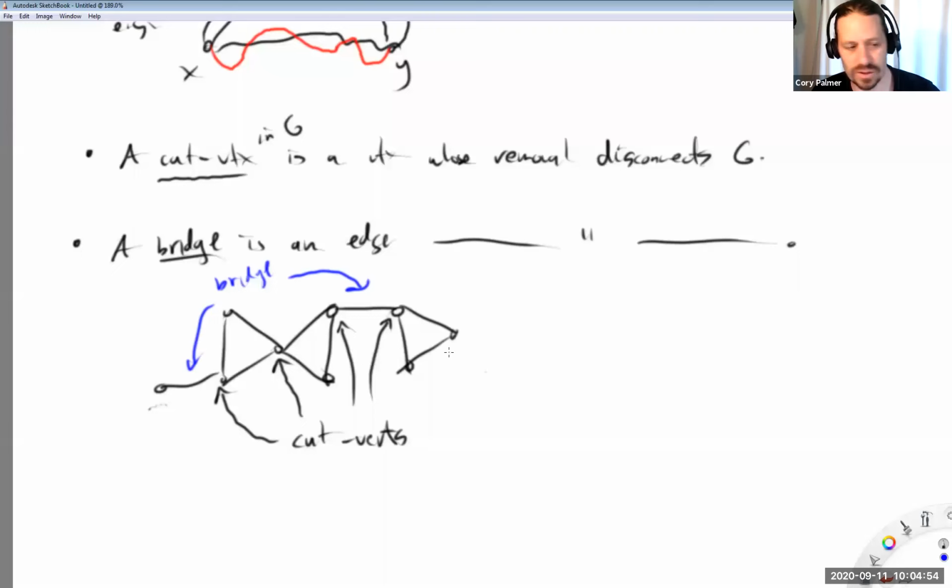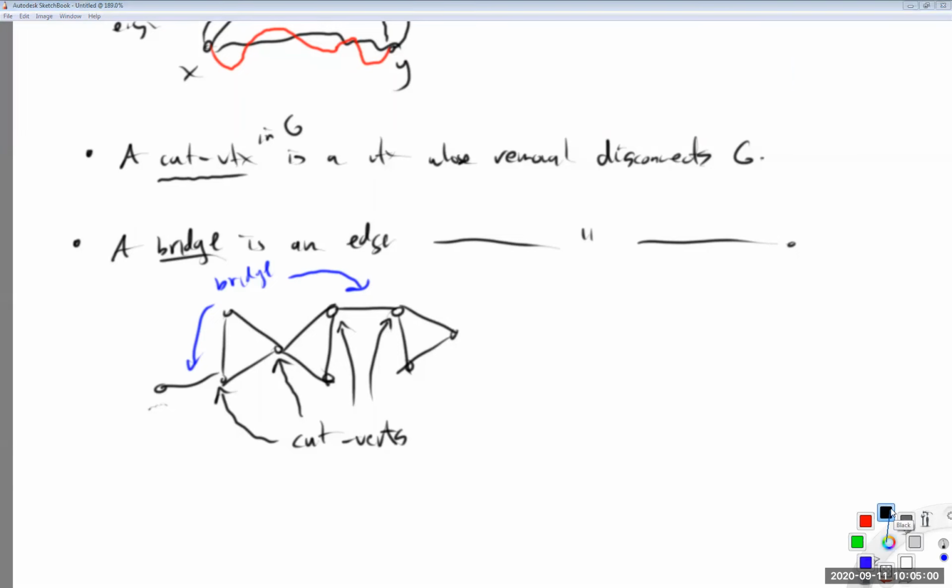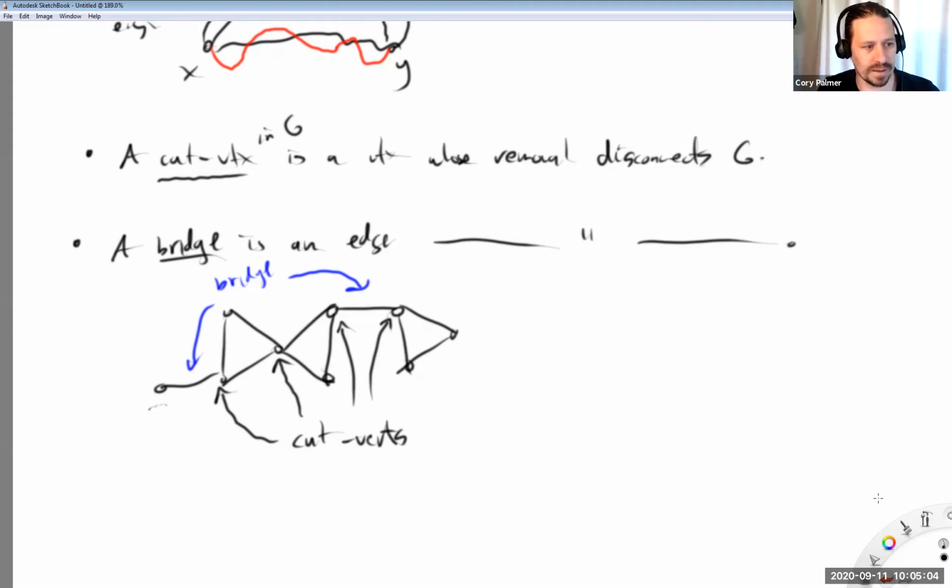Can someone tell me, do you see a relationship between bridges and cut vertices? Like maybe something that you can state? You'd get at least one cut vertex for one bridge. Yes, exactly. Bridges give rise to cut vertices, not necessarily the other way around, right? Like this one in the center here, that cut vertex doesn't have anything to do with any bridges, but this bridge here gave a cut vertex, this bridge here gave a cut vertex. So bridges, I'm going to just say, force a cut vertex.